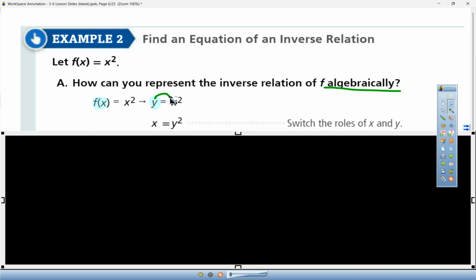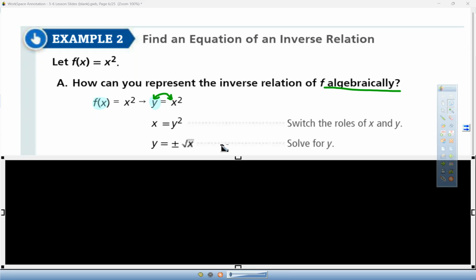It's going to switch the x and the y. Did the square get moved? No, just the x and y got moved. And then now they want you to solve for y. So what do you do to solve for y? What's the opposite of squaring? That's square root. What you do to one side, you do to the other. And so that gives you the y, and this gives you the plus or minus square root of x. So this is the inverse of this up here.